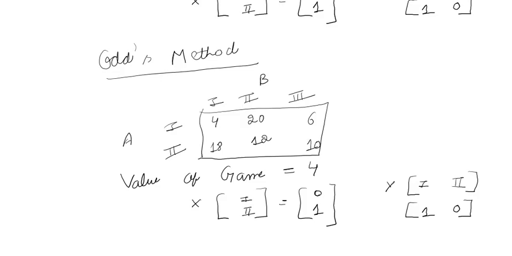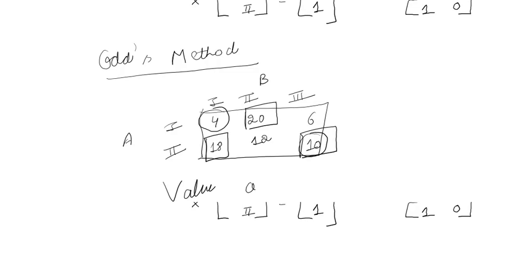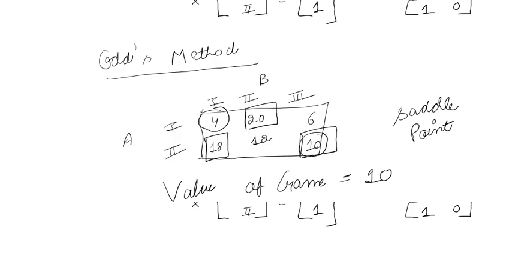So first row के अंदर minimum value is 4, मैंने round बना दिया। Second के अंदर minimum value is 10, मैंने round बना दिया। First column के अंदर 18, second column के अंदर 20, then अच्छा इसमें तो आ ही गया, this is the common value. So value of game in this case is what? Value of game in this case is 10, right? इस case में हमारे पास common value आ जाती है 10, that is known as the saddle point, saddle point.